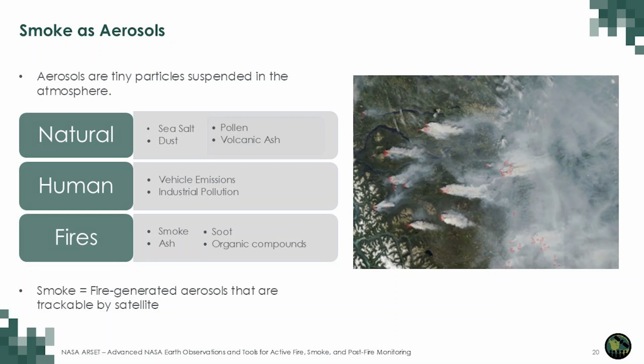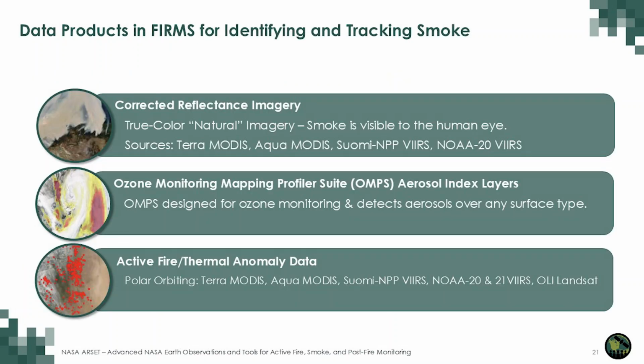So what tools does FIRMS give us for tracking aerosols? Well, we're going to be looking at the smoke and aerosols mode, and I think there are three main datasets that are extremely useful. First, we have visual detection through corrected reflectance imagery. So FIRMS, through NASA GIBS, provides true color imagery from multiple satellites. So we've got the MODIS instruments on board Terra and Aqua and the VIIRS instruments on Suomi NPP, NOAA-20 and NOAA-21. And this imagery shows us what the Earth looks like from space, as our eyes would see it, making smoke plumes look clearly visible against the landscape.